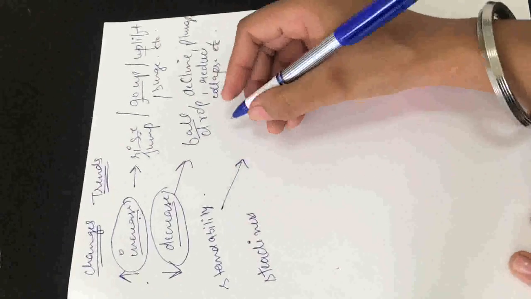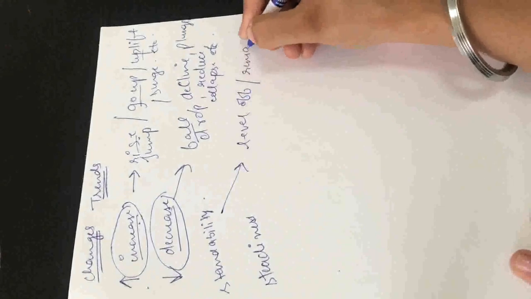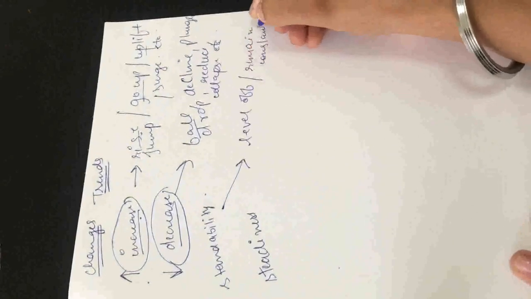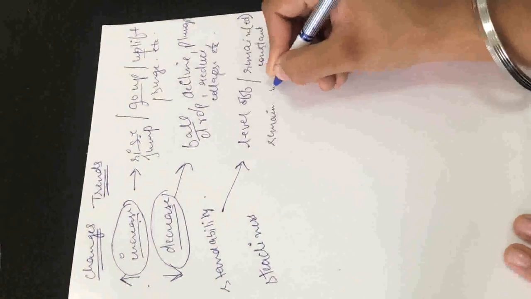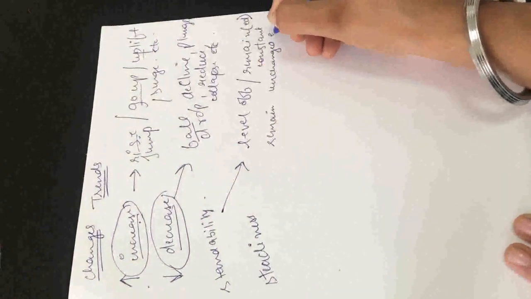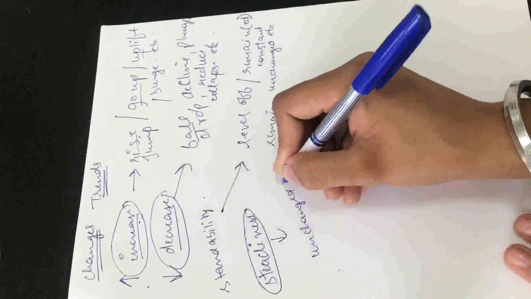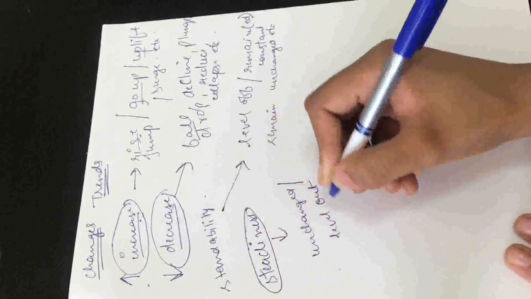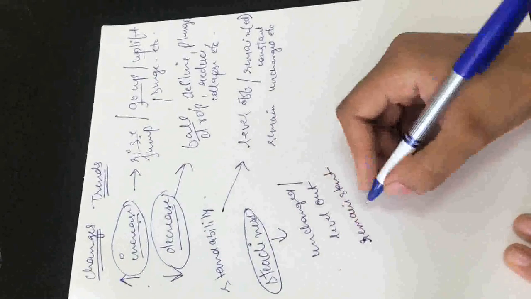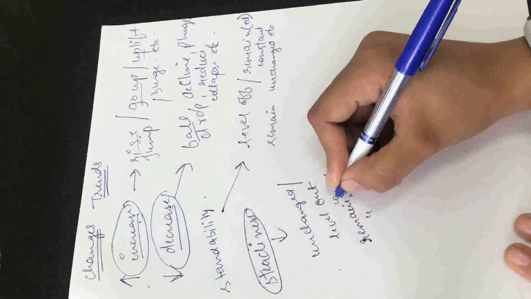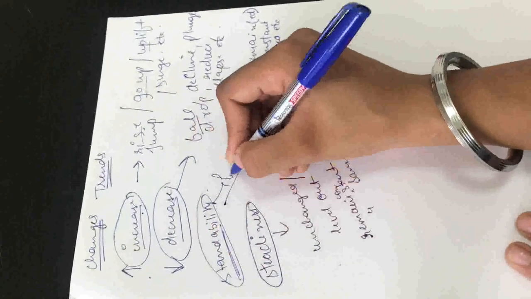For stability, what more we can write is level off, remain constant, remain unchanged, etc. And for steadiness, we can write unchanged, level out, remain constant, remain the same, etc. Steadiness and stability are something similar. This is about the value being flat.